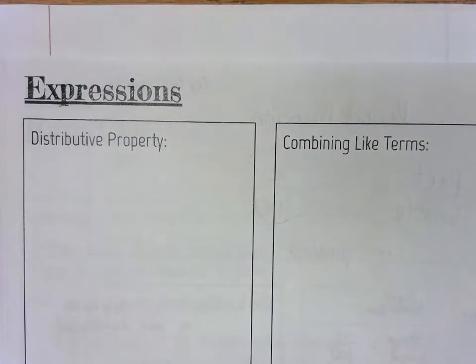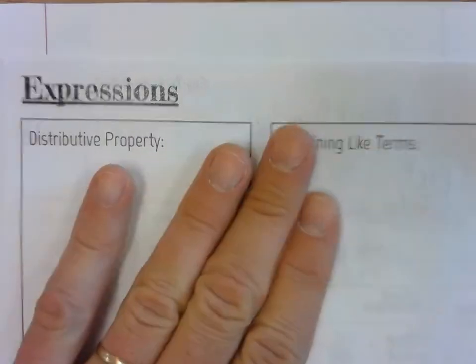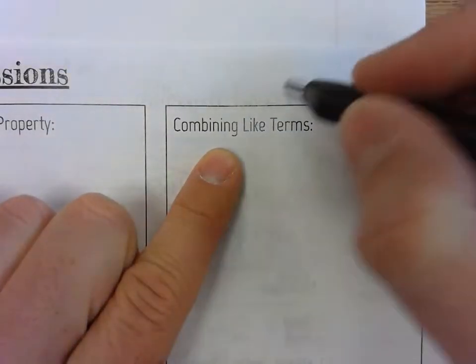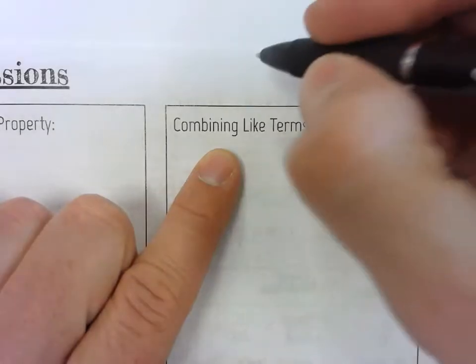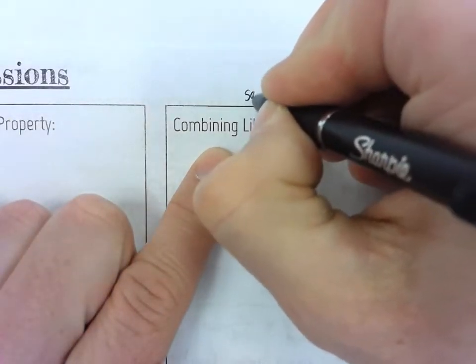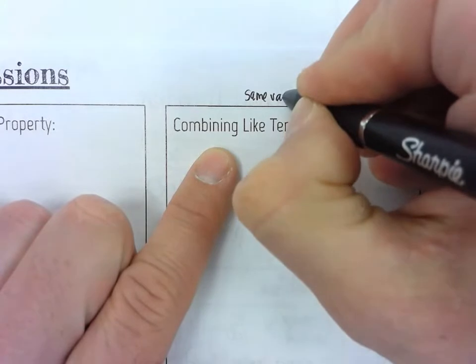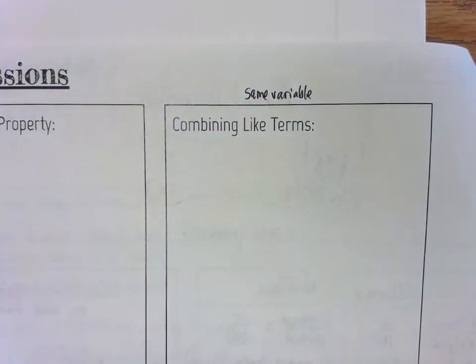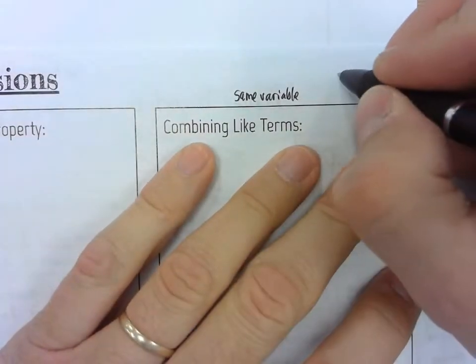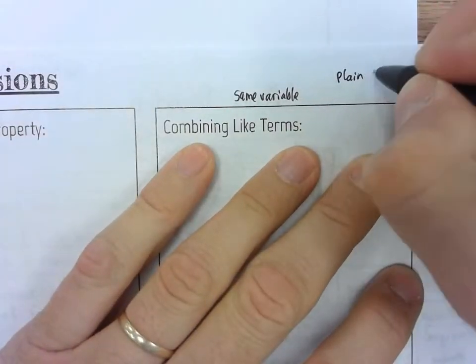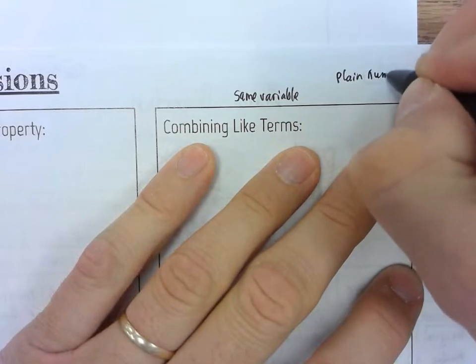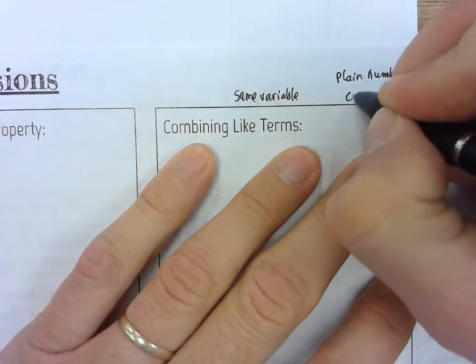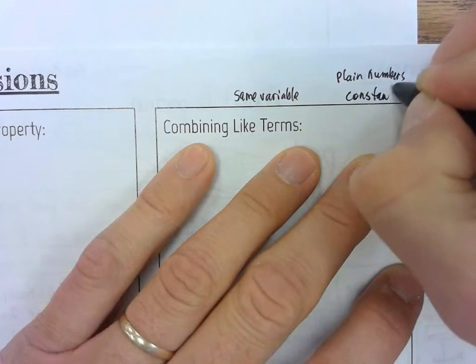All right. So first thing I want to talk about is the box on the right hand side over here. I just want to remind you, when we combine like terms, like terms means they have the same variable. So if they've got the same variable, you can put them together. The x's go with the x's and the n's go with the n's and so forth. And those plain old numbers, those plain numbers, are known as constants. So don't forget that. Plain numbers are known as constants.